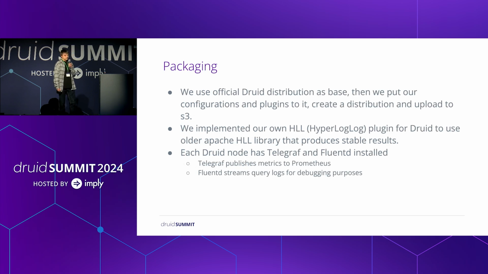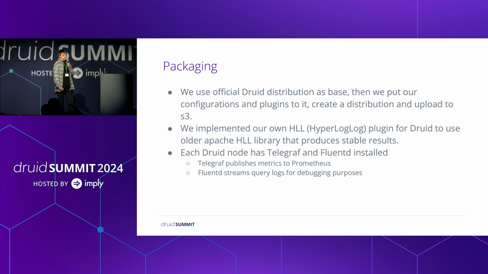So we package Druid, like we use the official Druid distribution, as probably everyone else. We put all jars, all plugins, everything that we need in it. One thing that we did differently: when we upgraded to version 26, we had to upgrade our HLL plugin.